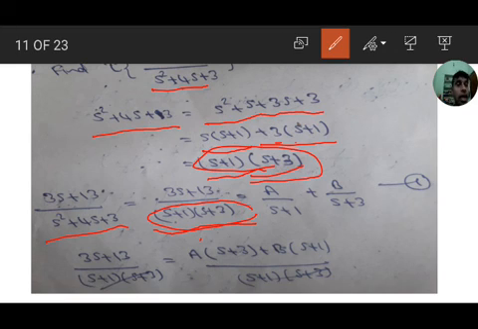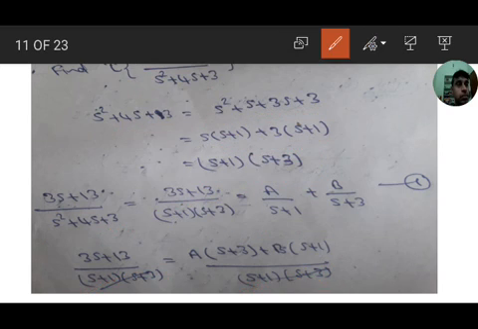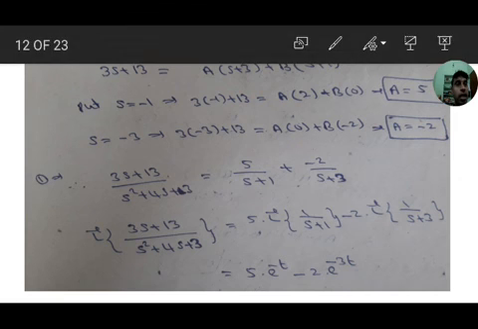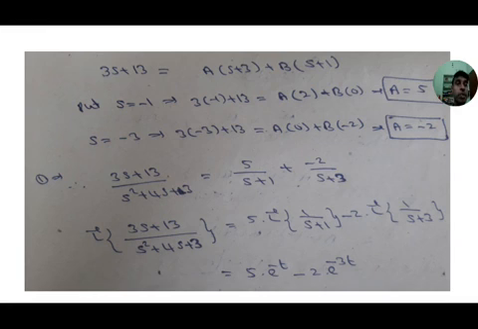So in the first case, a by (s plus 1) plus b by (s plus 3). On simplification, the LHS is the same, (3s plus 13) by (s plus 1) into (s plus 3). Here the denominator (s plus 1) into (s plus 3) is the LCM. A into (s plus 3), b into (s plus 1). The denominator is cancelled. We get 3s plus 13 equal to a into (s plus 3) plus b into (s plus 1). Okay, the denominator cancels, we got this one.